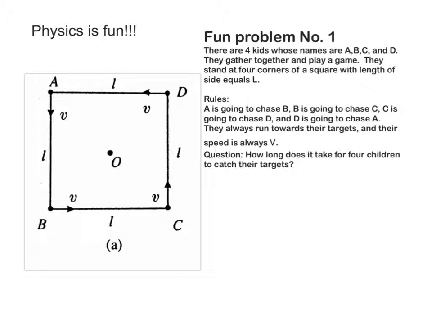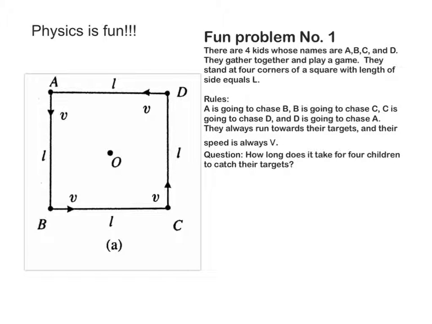And the rules are A is going to chase B, B is going to chase C, C is going to chase D, and D is going to chase A. They start at the same time and run with the same speed v. So the question is, how long does it take for the four children to catch their target?